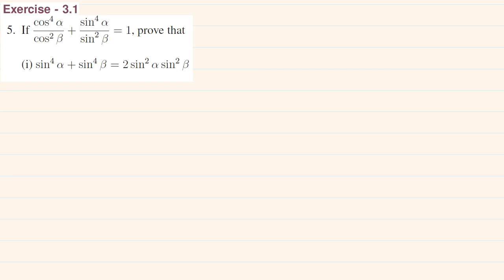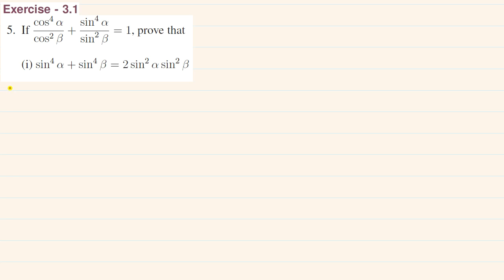Hello everyone, இன்னைக்கு நம்ம பார்க்க போறது Samacheer 11th Standard Trigonometry exercise 3.1 ஓட 5th problem. If cos to the power of 4 alpha divided by cos square beta plus sin to the power of 4 alpha divided by sin square beta is equal to 1, then prove that... இதில் நம்ம இந்த வீடியோவில் பார்க்க போறது first sum மட்டும்தான். Second sum நம்ம அடுத்த வீடியோவில் பார்க்கலாம். The first sum: sin to the power of 4 alpha plus sin to the power of 4 beta is equal to 2 sin square alpha sin square beta.